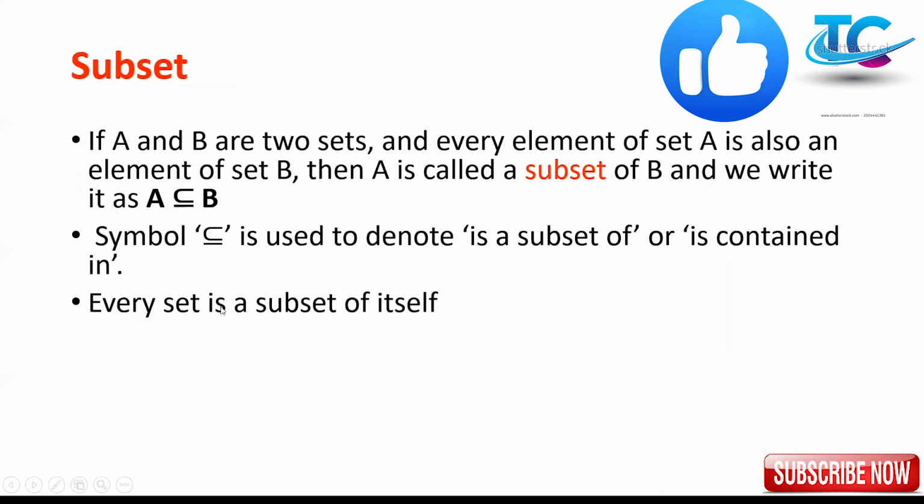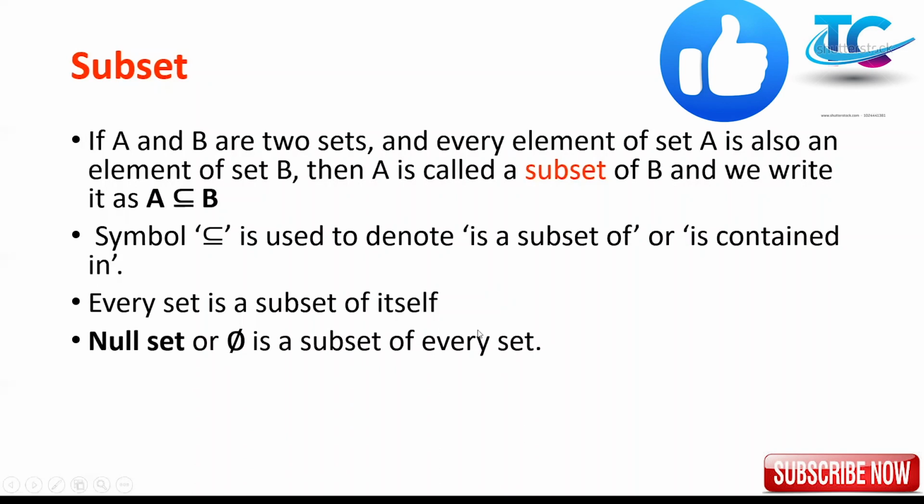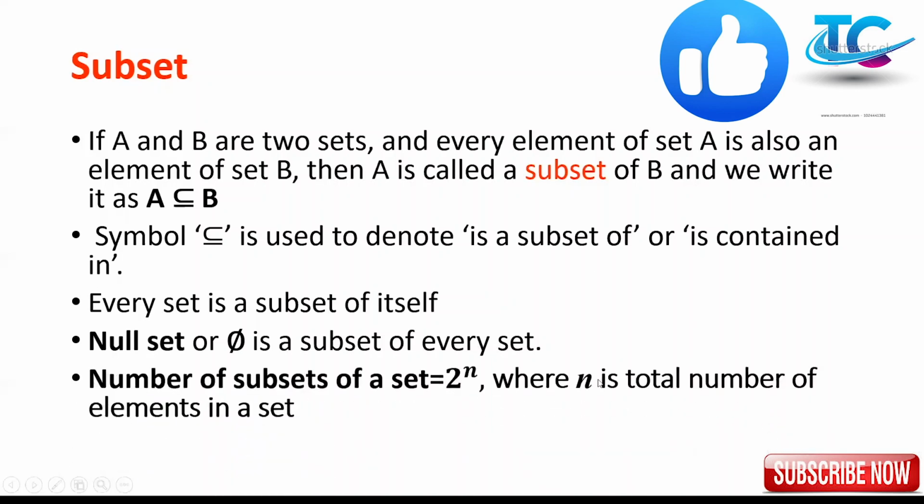Now there are some points about subsets that you must remember. Every set is a subset of itself. This is the first point. And the other is the null set is a subset of every set. So these 2 points we will be using in the questions also. Now the question arises, how many subsets are possible for a set? The answer is 2 to the power n, where n is the total number of elements in a set.